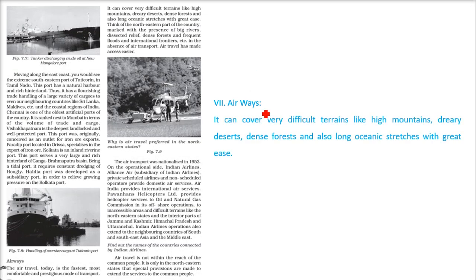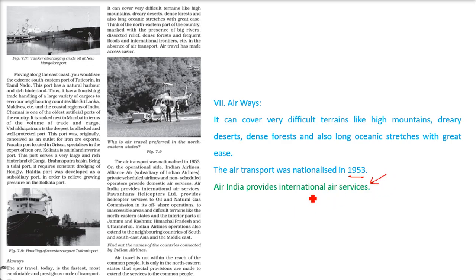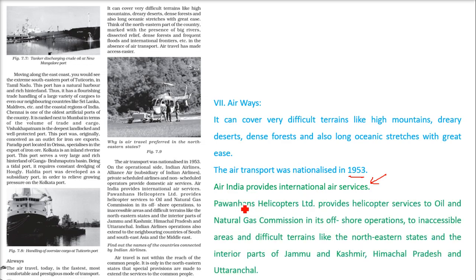Coming to airways, that means using the air for transportation purposes. It can cover very difficult terrain like mountains, even deserts, dense forest, and long oceanic stretches with great ease. Air transport was nationalized in the year 1953, and Air India provides international air services. That is, it is a government institution.